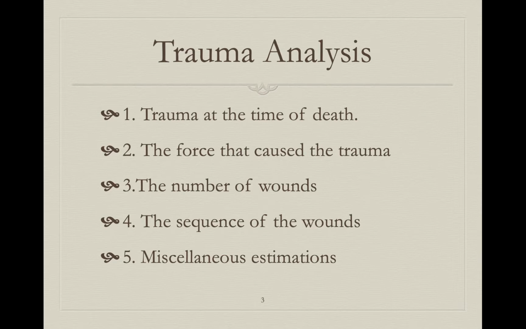You also look at the force that caused the trauma. So if it was a weapon, then you need the size, the construction, and the shape. We're also looking at the number of wounds, because this helps to determine the manner of death. If there are multiple sequences of wounds or multiple traumas, then we need to figure out which ones happened first and then which ones happened after that. The other things we're going to look at are also the position of the attacker, the determination of the sex of the attacker, the height of the attacker, and the handedness.